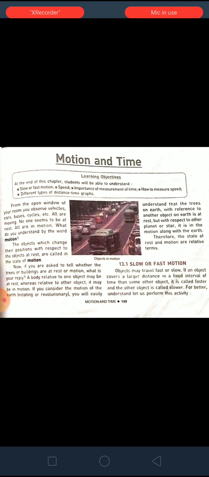So you will easily understand that the trees on earth, with reference to another object on earth, are at rest, but with respect to another planet or star they are in motion along with the earth. So we can say the state of rest and motion are relative terms. Understood?